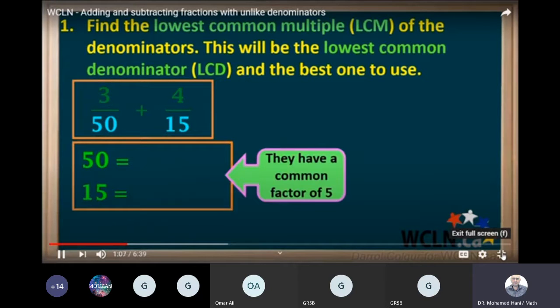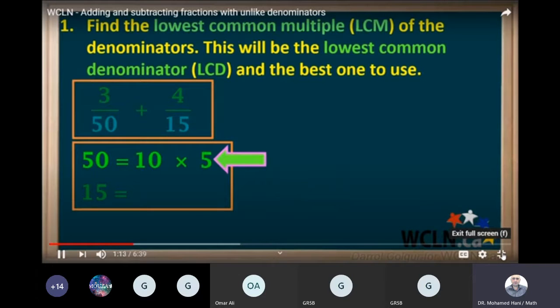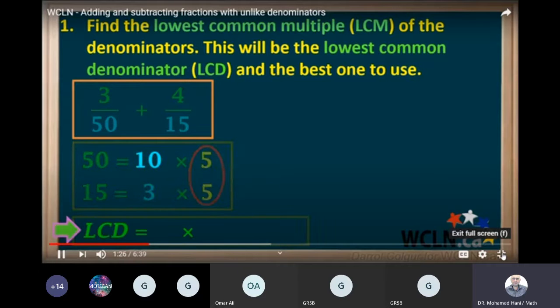We know that both 50 and 15 can be divided by 5. 50 is equal to 10 times 5, so we write this here. And 15 is equal to 3 times 5, so we write this here. Now we draw a circle around the two 5s, the common factor of 50 and 15. To find the lowest common denominator, we multiply the 10 and only one of the two 5s and the 3. And the answer is 10 times 5 times 3 is equal to 150. So 150 is our lowest common denominator.